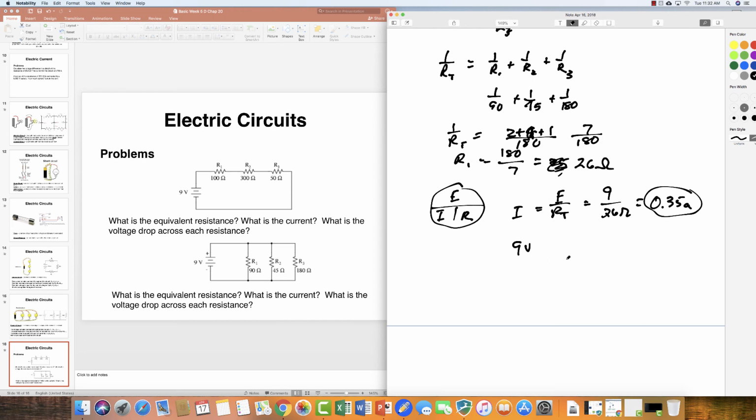And so if we take I1, that would equal 9 divided by 90, or 0.1. If we take I2, that's going to be 9 divided by 45, which is going to be 0.2. And I3 will be 9 divided by 180, which is going to be 0.05. If you add those three up, you get that.